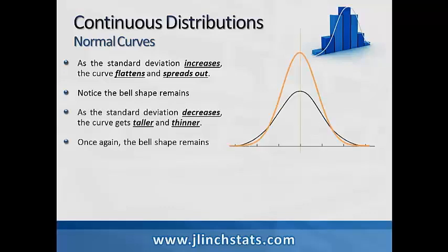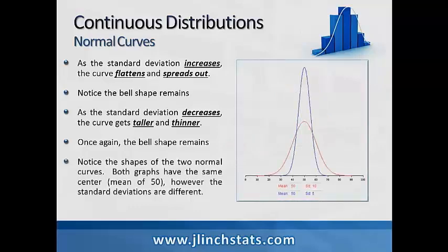Now, as the standard deviation decreases, the curve gets taller and thinner. Once again, the bell shape remains the same. Therefore, if the standard deviation, the average spread away from the center, decreases, our data is becoming more compact. Most of our data is falling towards the center of our distribution, so our graph tends to get taller and thinner. Two important concepts to understand when talking about bell-shaped curves: they all have a bell-shaped resemblance, but some are tall and thin and some are short and fat, and that all depends on the nature of the standard deviation and how spread out our data is. Now, in this example at the right here, notice the shapes of the two normal curves.